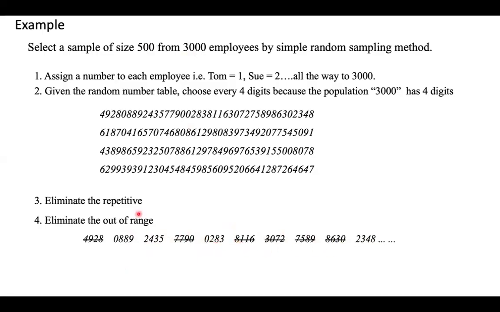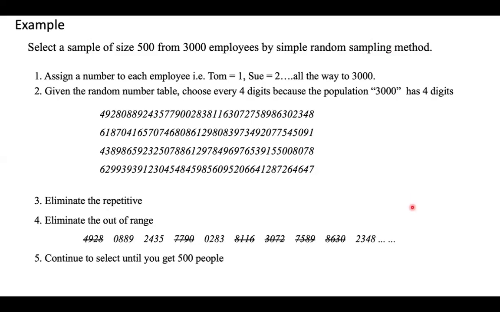And in here, unfortunately, I do not have an example of repetitive. So it's pretty easy. For example, if we see 0889 again somewhere here, then we eliminate, we discard, because we counted once already. So that would be repetition and out of range. So we continue to do this until we get 500 people because it says 500 in here. We want a sample size of 500. So for example, if they want 400 instead of 500, then we stop at 400. So this number depends on the question. And that would be random sampling method.